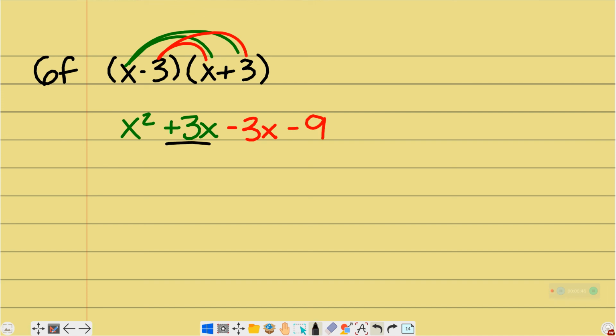These two are the same type of piece, and if you add 3 and then take 3 away, you have 0. So we have x squared minus 9 because these ones add to 0. It cannot get any simpler than that because an x squared and a 9 are not the same type of term. You cannot combine those. You have to leave it written like that.